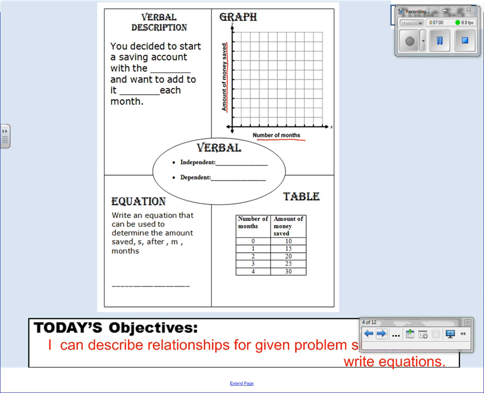Our x-axis, that's our input, and our y-axis is our output, so I can fill in the independent. Independent goes with input. This is going to be the number of months. Output is the amount of money saved. That's our dependent, so amount of money saved.